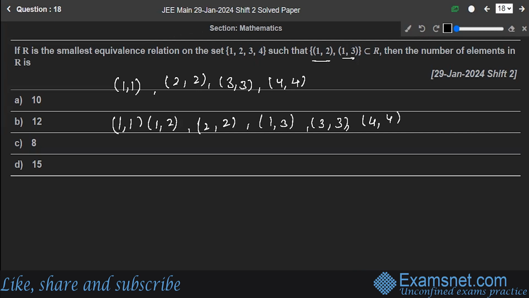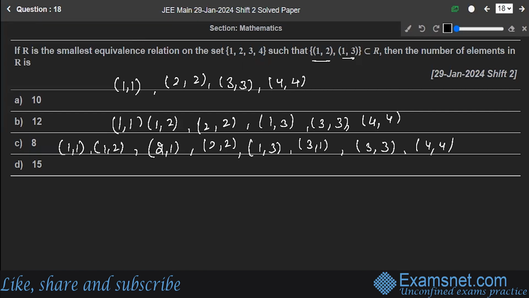3, 3, and 4, 4. Now, for the symmetric relation, this (1, 2) will also have (2, 1). So what will it be now? (1, 1), (1, 2), then (2, 2), and (1, 3) is there. That means (3, 1) also will be there. (3, 3) and (4, 4).